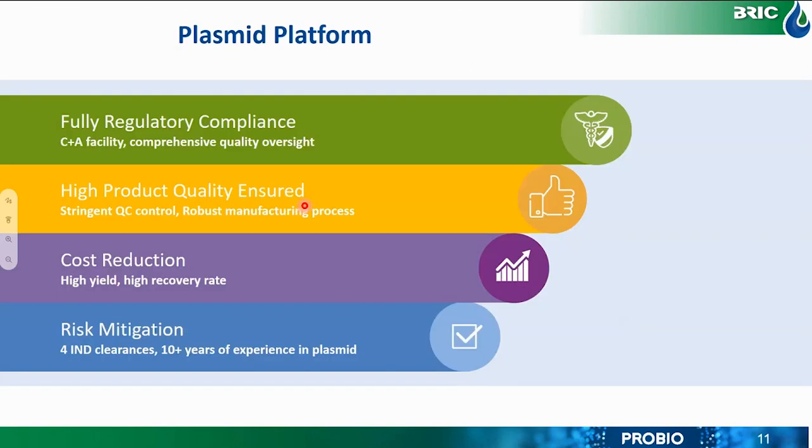For the plasmid platform, plasmid process development and GMP manufacturing platform, we provide milligram to gram level plasmid service. The fermenter for plasmid production ranges from 5 liter to 100 liter, using stainless steel bioreactor and single-use reactor. In this platform, we are under regulatory compliance, and we have high product quality control. This platform also has high yield, high recovery rate, and can reduce the cost of manufacturing.